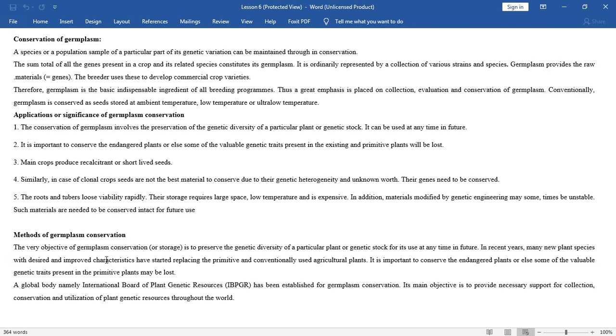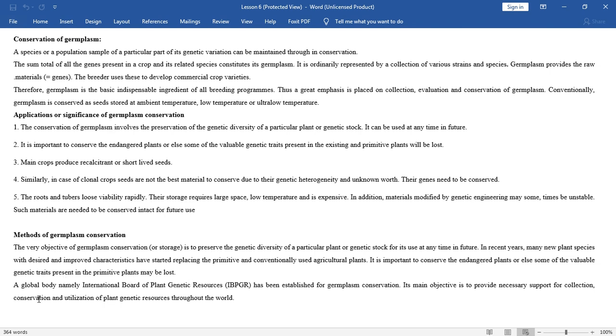The very objective of germplasm conservation or storage is to preserve the genetic diversity of a particular plant or genetic stock for its use at any time in future. In recent years, many new plant species with desired and improved characteristics have started replacing the primitive and conventionally used agricultural plants. It is important to conserve the endangered plants or else some of the valuable genetic traits present in the primitive plants may be lost.